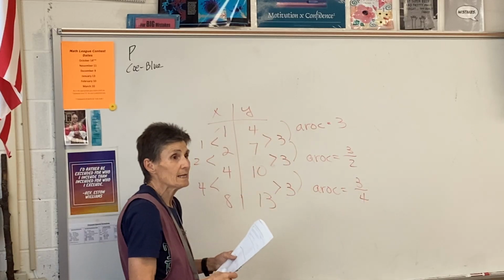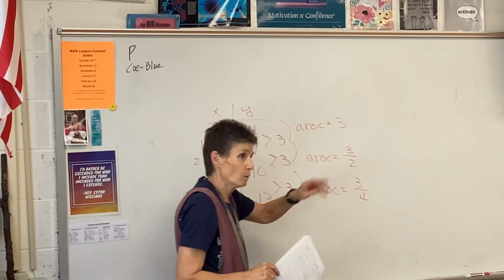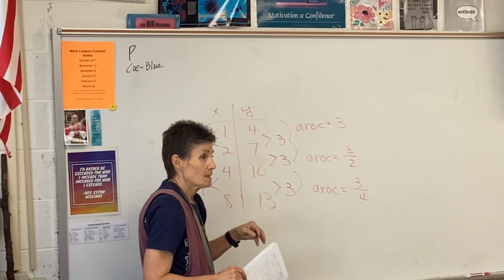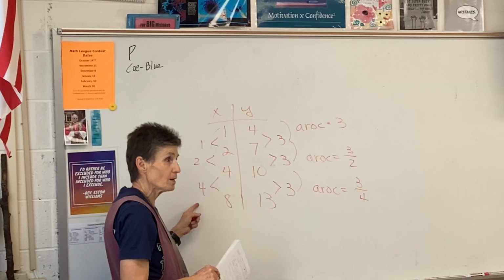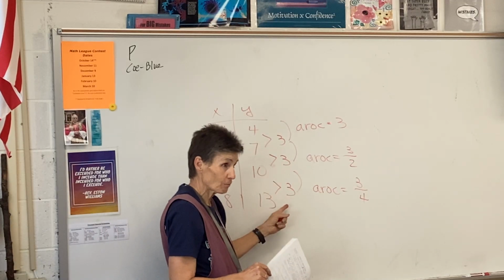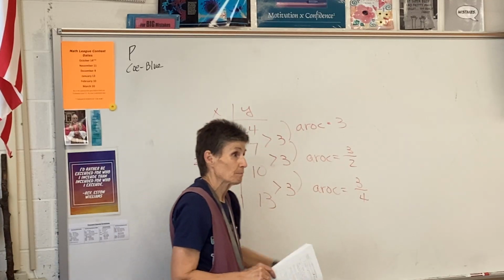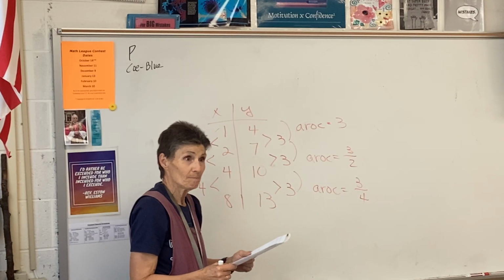If you are linear, that ratio will be the same. These numbers can be different, but these would then also have to be different so that you had a ratio be the same. Is that all right with everybody?